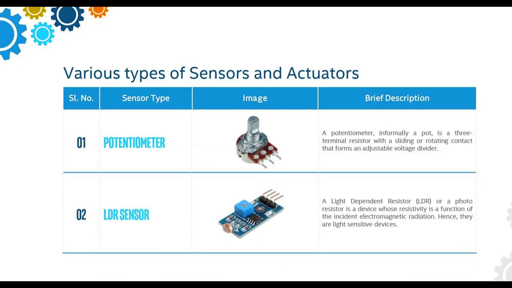Second, we have the LDR. LDR is a light dependent resistor, or photoresistor, a device whose resistivity is a function of incident electromagnetic radiation. Hence, it is a light sensitive device. If we shine a light on it, it will absorb the light and act as per the absorption of the light. So this is the LDR sensor, which is mostly used to detect the intensity of light.